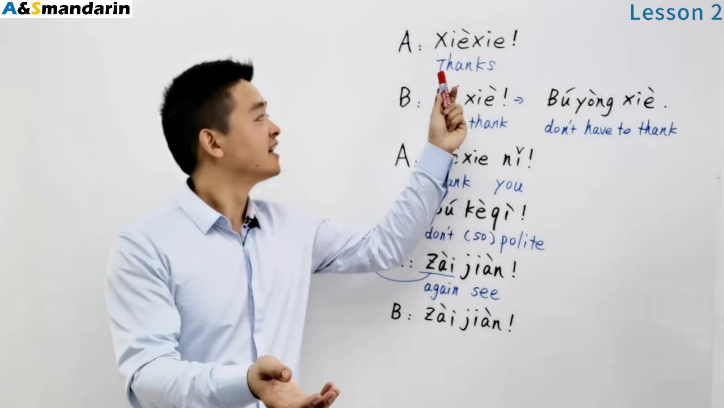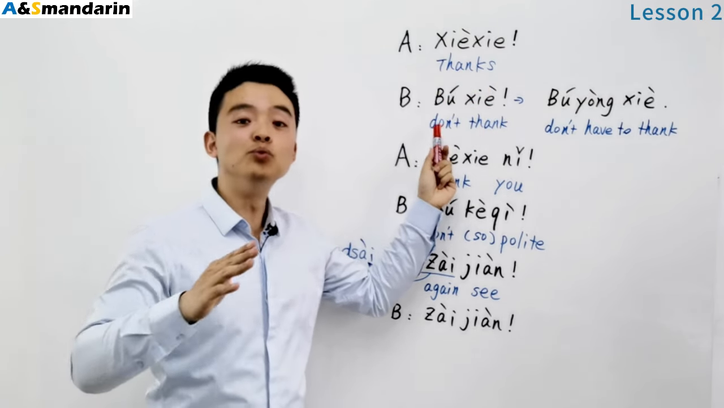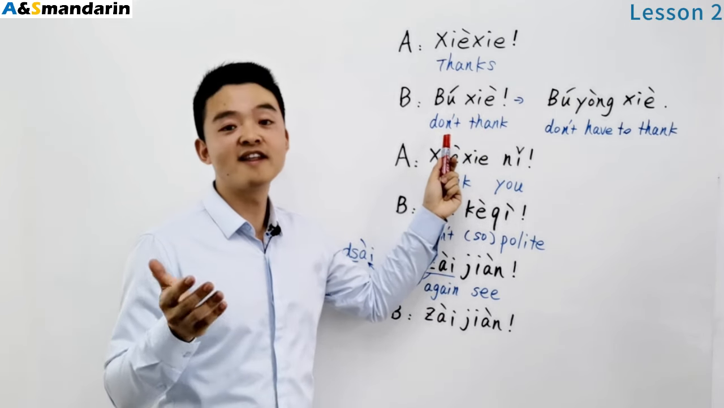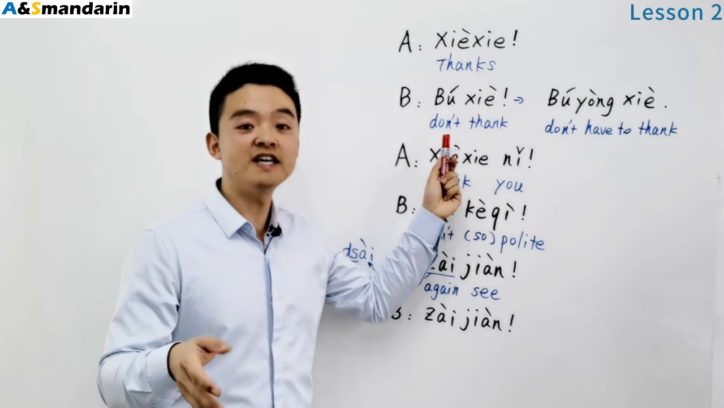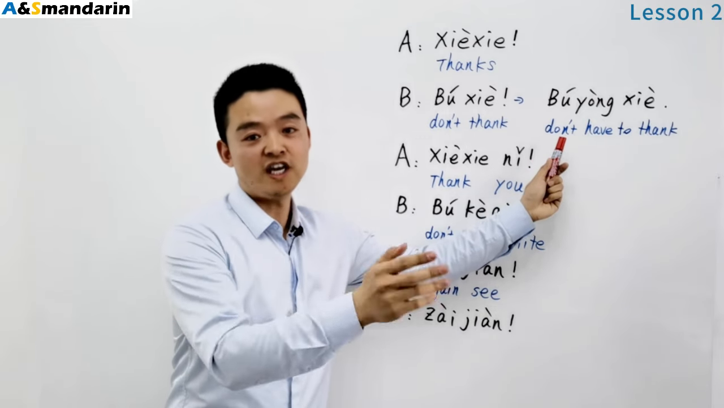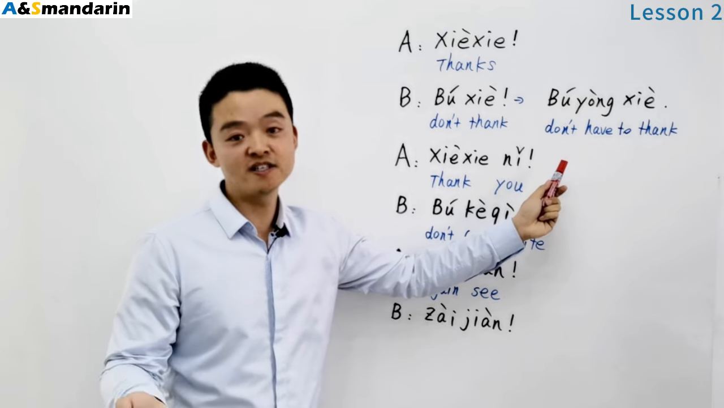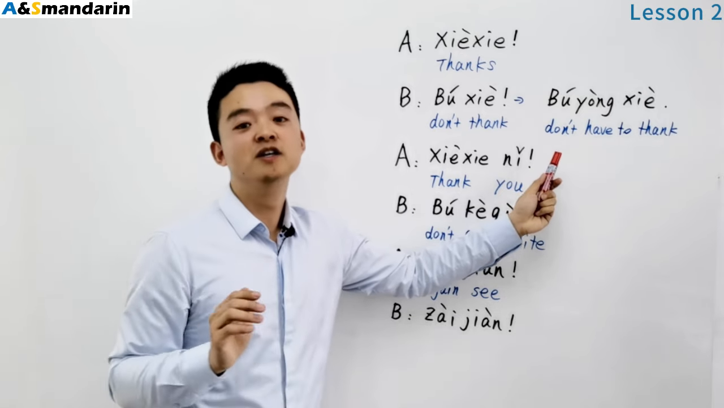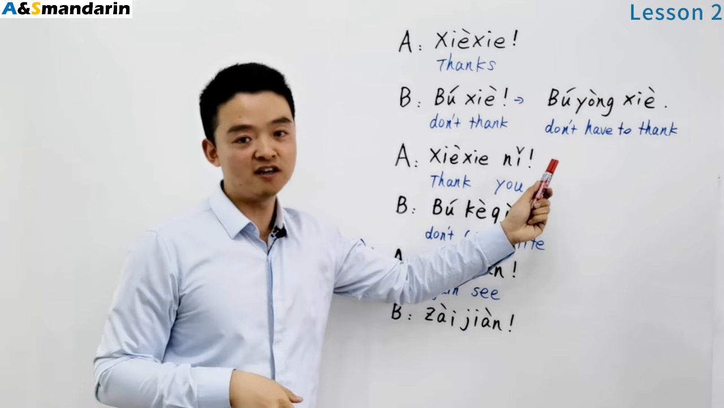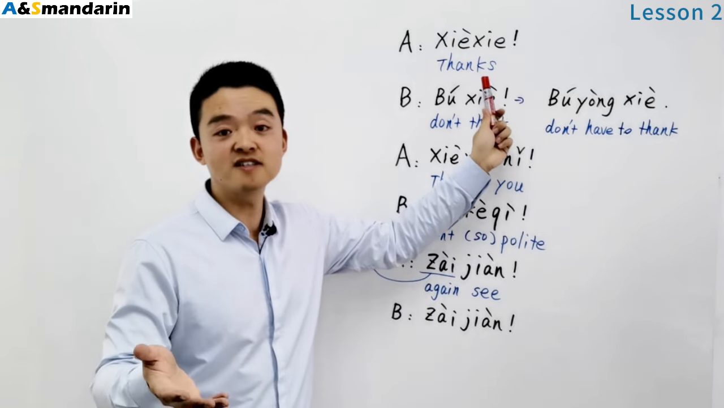谢谢, that is thanks in Chinese. B says 不谢. Literally, don't thank. Sounds a bit awkward, right? The full phrase is 不用谢. 不用 means don't have to. 谢 thank. Now it makes sense. 不用谢. Don't have to say thank you. Don't have to thank me. A better translation for these two phrases is don't mention it. That's another way to respond to thanks or thank you.